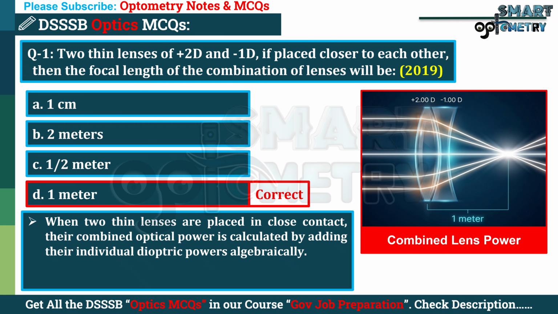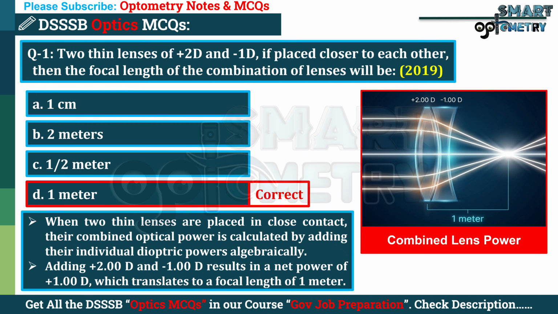Explanation: when two thin lenses are placed in close contact, their combined optical power is calculated by adding their individual dioptric powers algebraically. Adding +2 diopters and -1 diopter results in a net power of +1 diopter, which translates to a focal length of 1 meter.